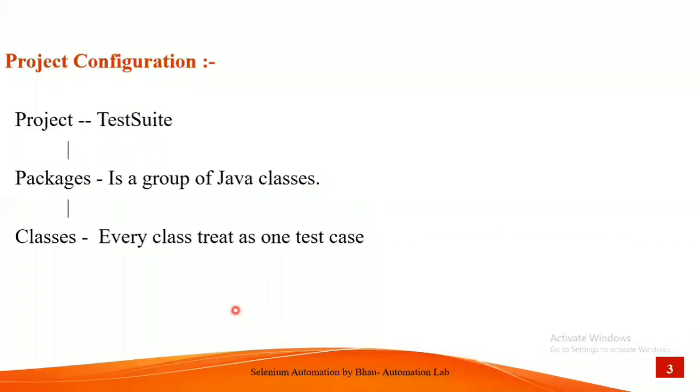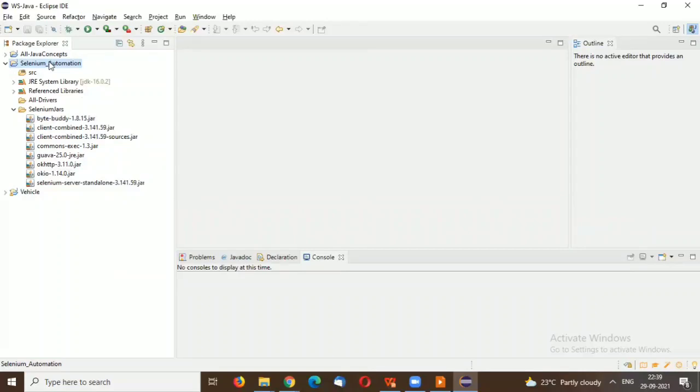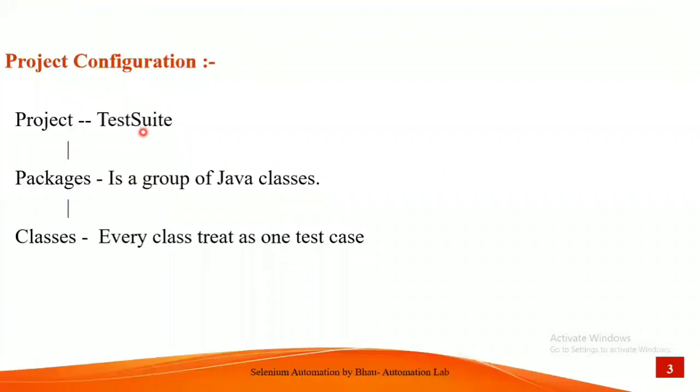To run your first Selenium program, we need to create a test suite. So how to create test suites? This project is called a test suite in Selenium automation, because it's a combination of multiple test cases, right? In one project we have multiple packages, which are groups of Java classes, and one package has multiple classes. Every class is treated as one test case. Because there are multiple packages and multiple classes, the project is called a test suite.